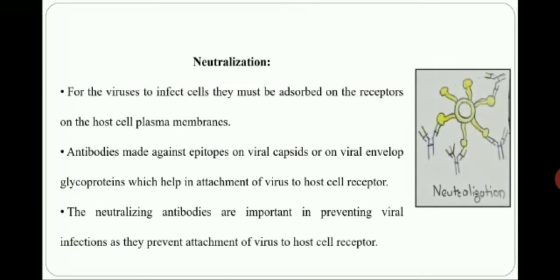So here you can see the yellow color indicates the virus, and the antibody molecules are adsorbed on the viral capsid or the envelope glycoprotein. So those sites will be blocked and the virus will be unable to be adsorbed on the surface of the host cells.